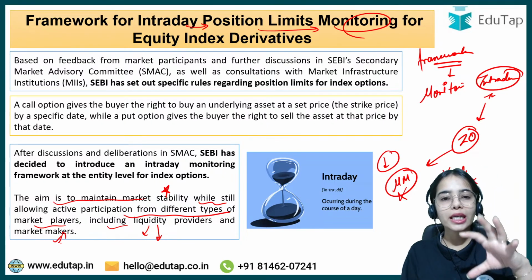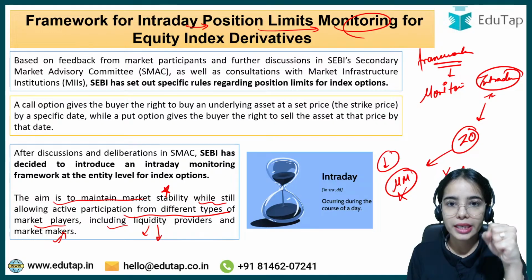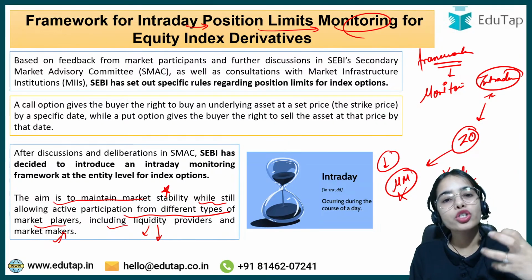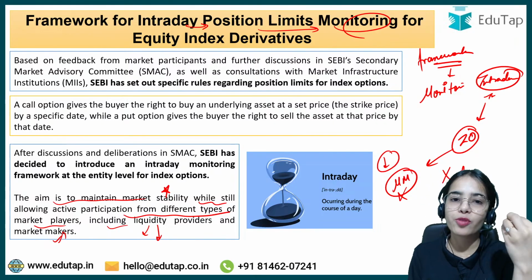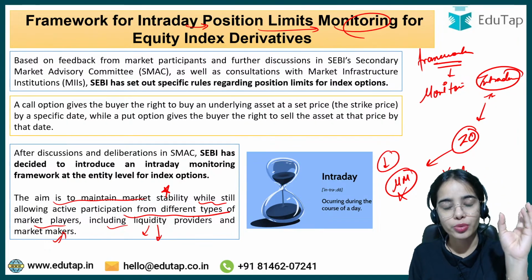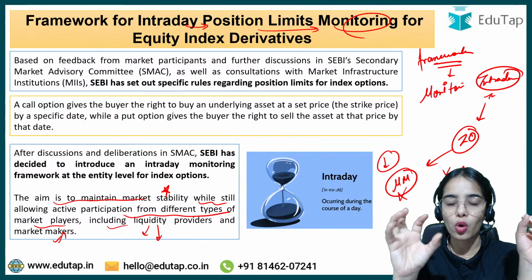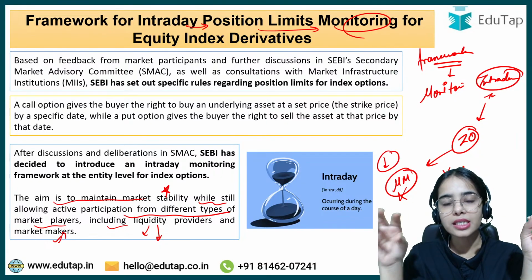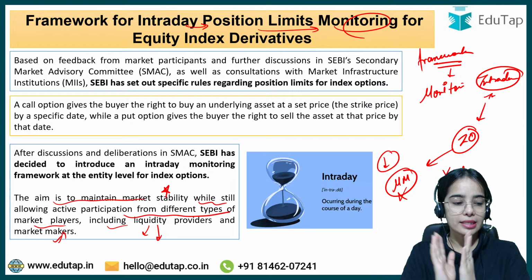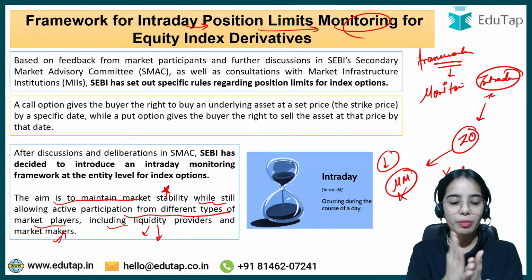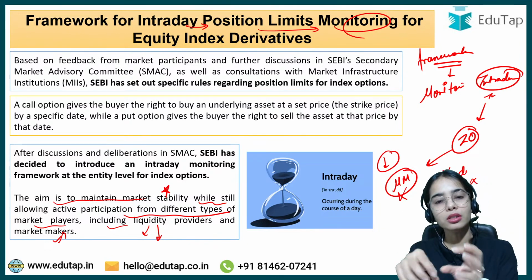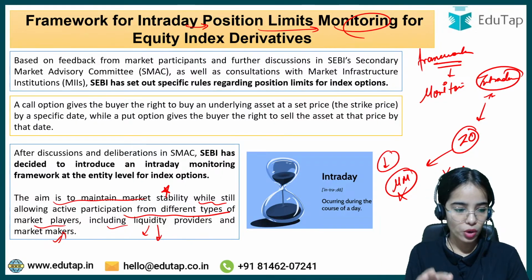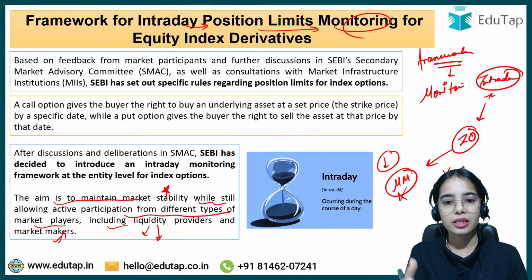So it's not that SEBI wants to curb index option trading. No, SEBI wants to allow index option trading. SEBI wants to have liquidity in index option trading. SEBI just does not want destabilization of the market. Okay, that is the idea. So the aim of this framework is to maintain market stability while allowing the active participation of different participants in the index options.